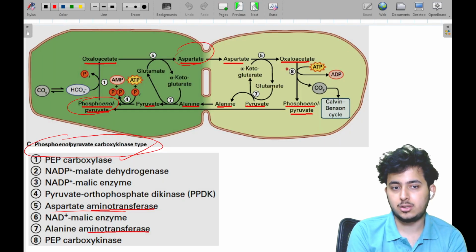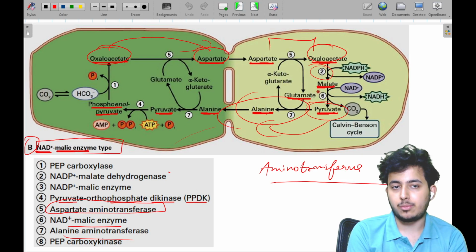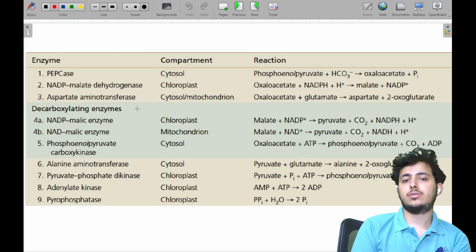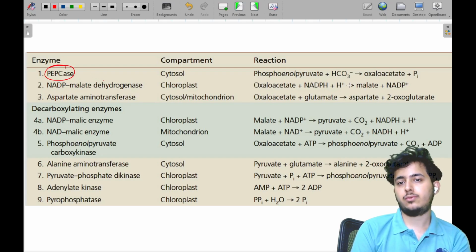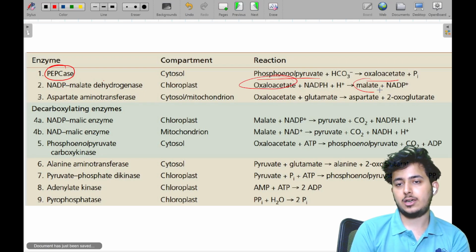These are just extra things, no need to remember that much, only you can remember the type of amino acids which are there. Okay, so I have summarized everything here. So you have the PEPcase present in the cytosolic compartment. Phosphoenol pyruvate to oxaloacetic acid is the reaction it carries out. Then NADP malate dehydrogenase helps in oxaloacetic acid to malate conversion. And then aspartate aminotransferase, I told you, forms aspartate.